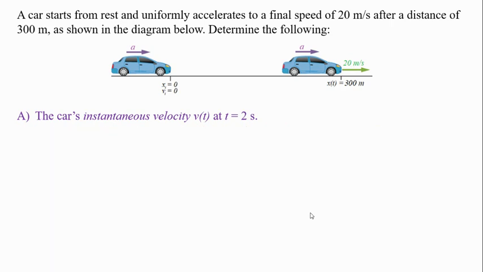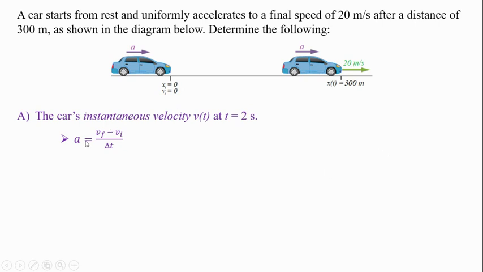Part A asks you to find the instantaneous velocity, v of t, at 2 seconds. V of t here is just an alternative way to find vf. So anytime it asks you to find instantaneous velocity, really it's asking to find vf in the kinematics equations. All right, so in order to do all these parts quickly, hopefully you have these kinematics equations memorized or familiarized. It'll just expedite the process, okay?